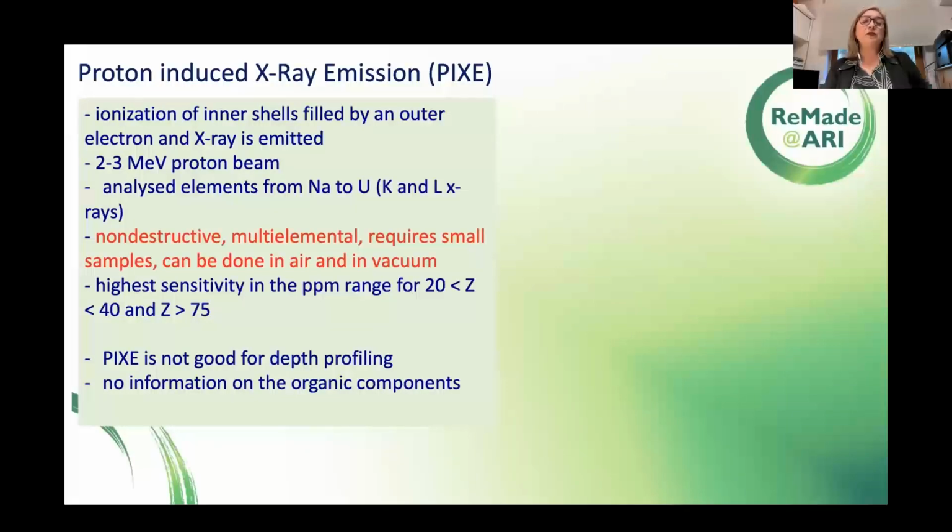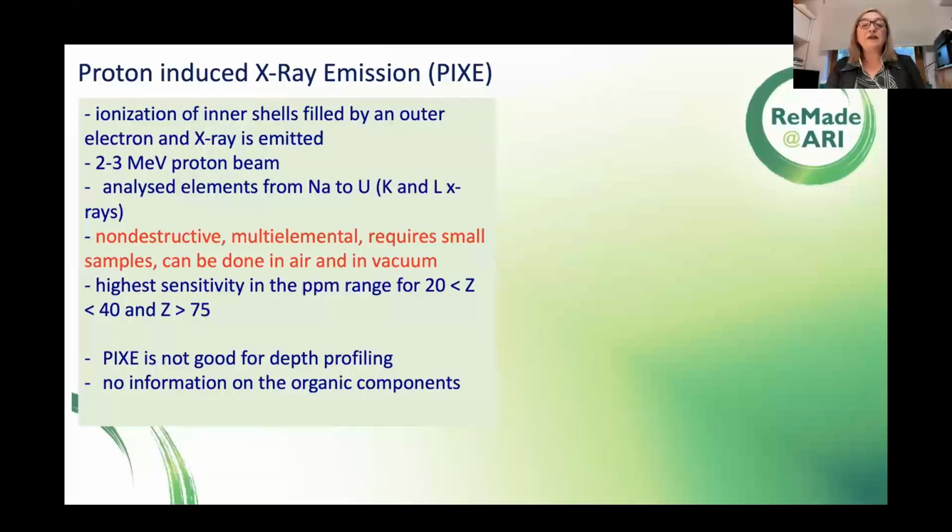Usually we use 2 to 3 MeV protons to do PIXE, and we can analyze elements from sodium to uranium. You can analyze even lighter elements, but the detectors get more complicated because of the interface between the detector and vacuum.